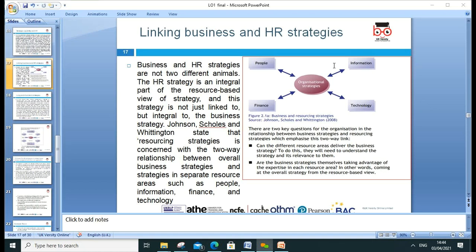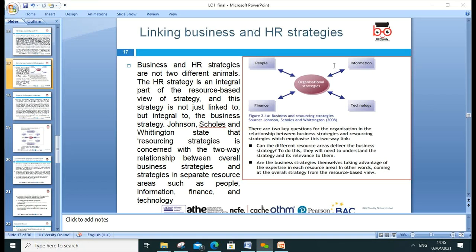First, we need to change the mindset. Business and HR strategies are not two different animals. The HR strategy is an integral part of the resource-based view of the strategy, which we'll go through.